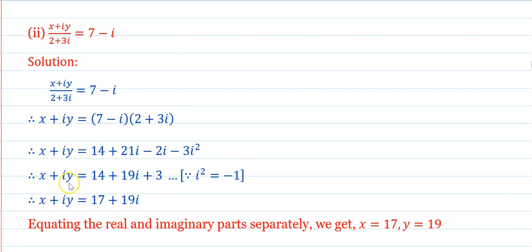Therefore x plus iy is equals to 14. 21i minus 2i, you will get 19i. Minus 3i square. i square is minus 1. Minus 3 into minus 1, you will get here 3. Okay. 14 plus 3, that is 17 plus 19i. Equating the real and imaginary part, you will get the value of x is 17 and y is equals to 19. Easy question. Okay?